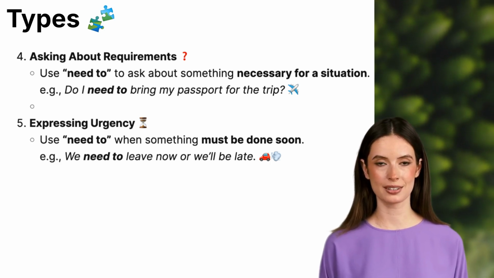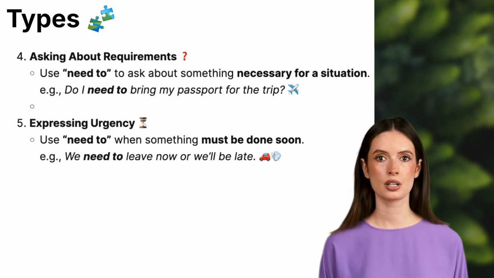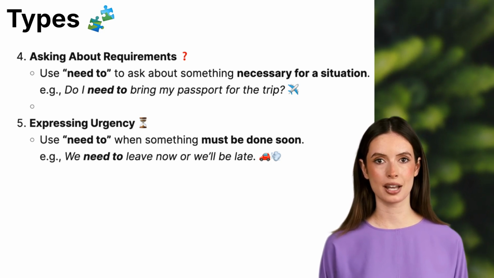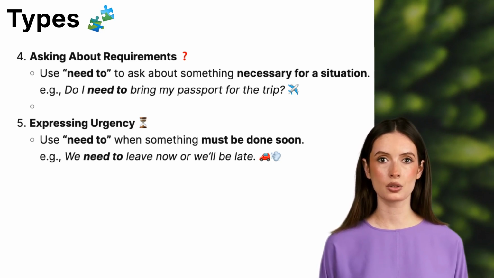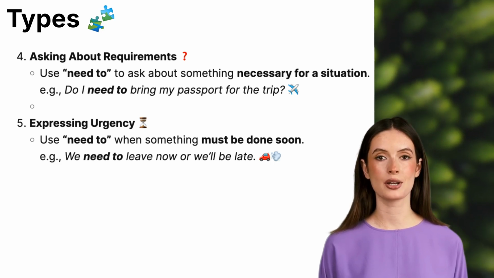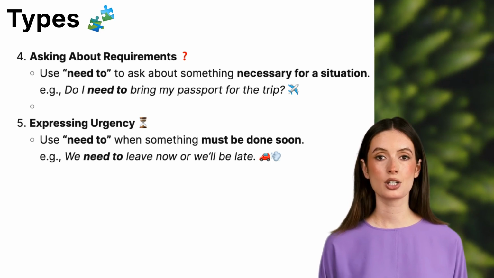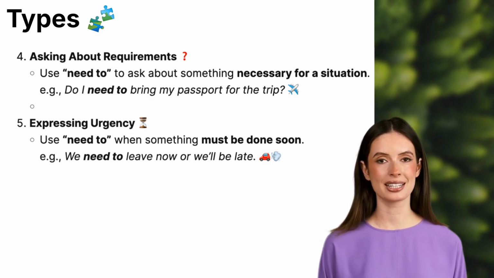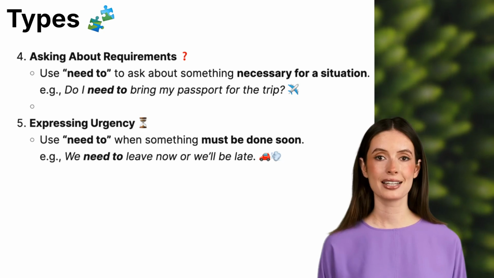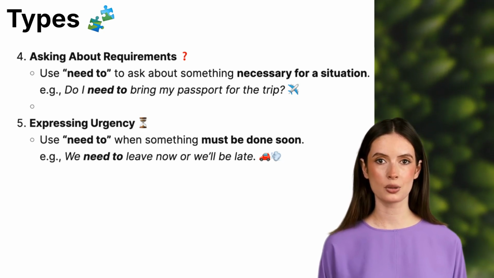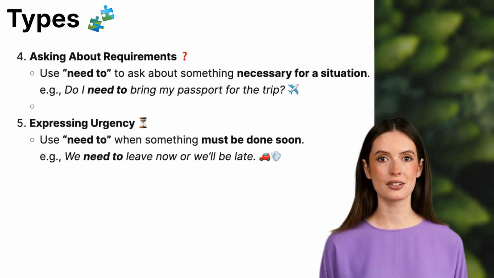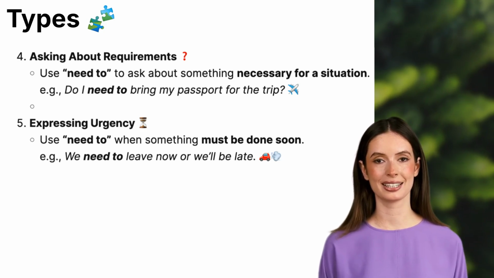More examples. Does he need to wear a uniform for work? Do we need to book a table in advance? If you're uncertain about a rule or requirement, need to is a great way to ask. 5. Expressing urgency. Use need to when something must be done immediately or very soon. Example: we need to leave now or we'll be late. This shows that leaving right away is necessary to avoid being late.